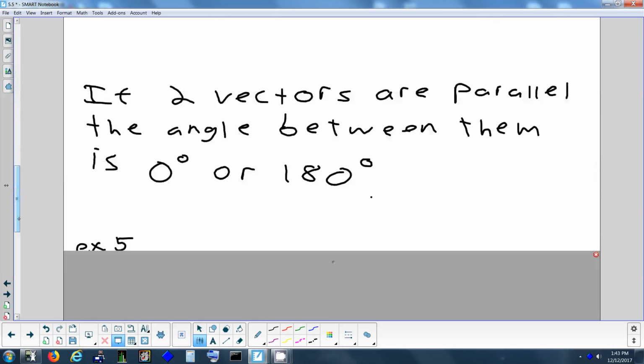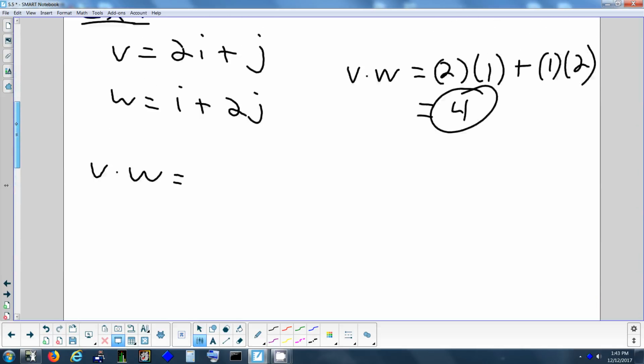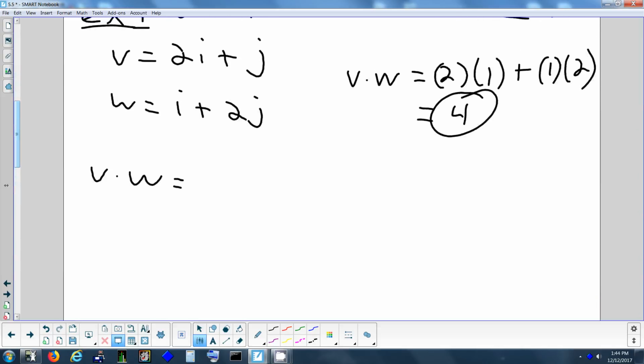Okay, so an example, you would ask me, does it always have to be a 0 vector? If you had 2i plus 1j and negative 2i plus 4j, and you found the dot product there, it would come out to 0. 2 times negative 2 is negative 4. 1 times 4 is positive 4. So if you drew those, they are perpendicular. But neither one of them is the 0 vector.